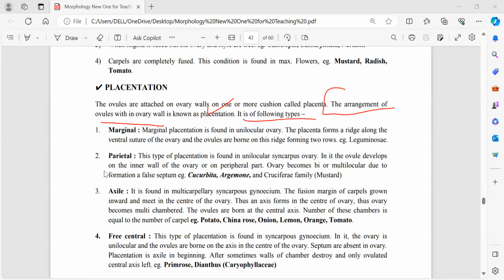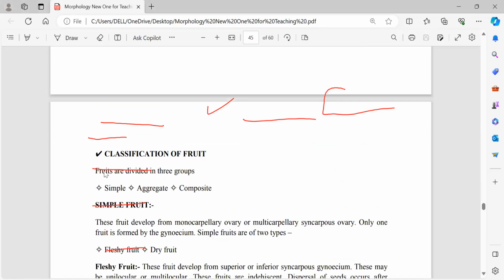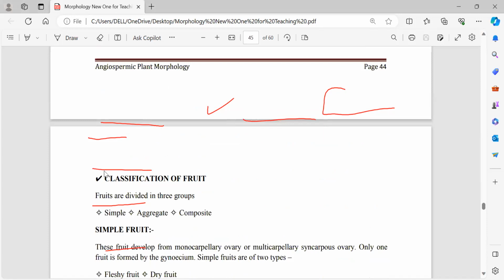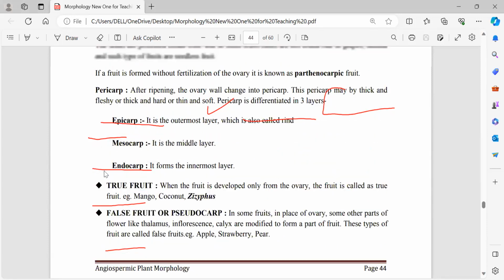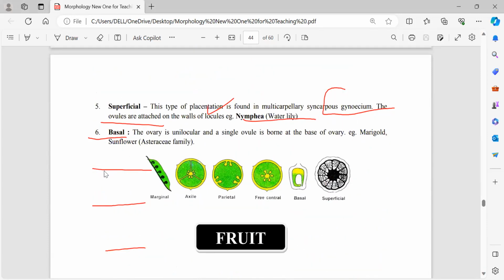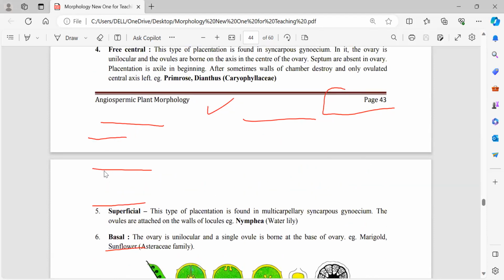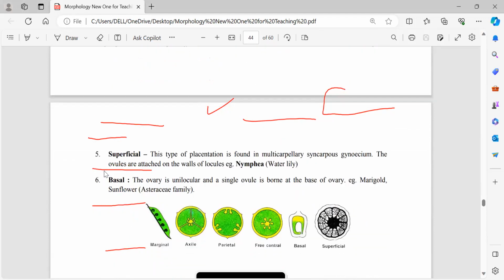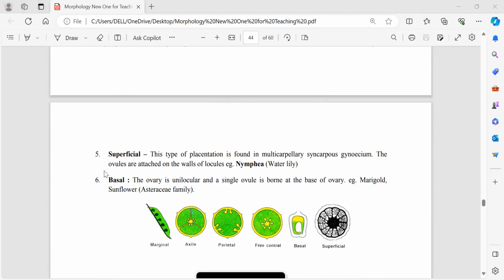It is of following types. One is marginal placentation, second is parietal placentation, third is axial placentation, fourth is precentral placentation, and we have superficial placentation, and we have basal placentation. Now coming to these placentations one by one, हम इनको एक एक करके उठाएंगे.